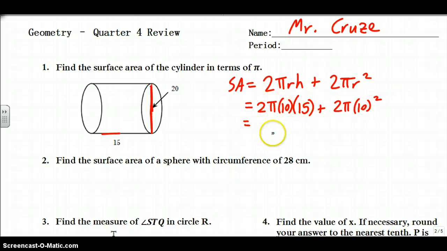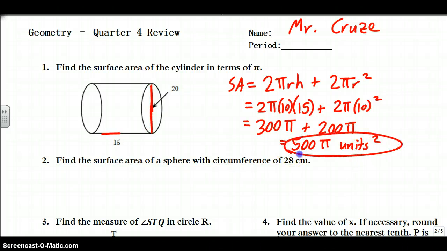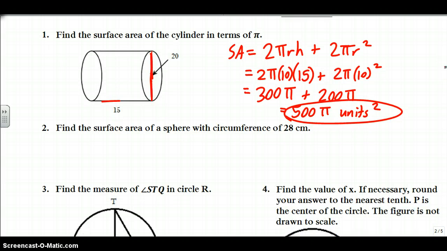2 times 10 times 15 is, let's see, 300 pi. Plus 2 times 10 squared will be 200 pi. So this will be 500 pi. There are, of course, no units, but let's be good citizens anyway and put units squared. 500 pi square units.